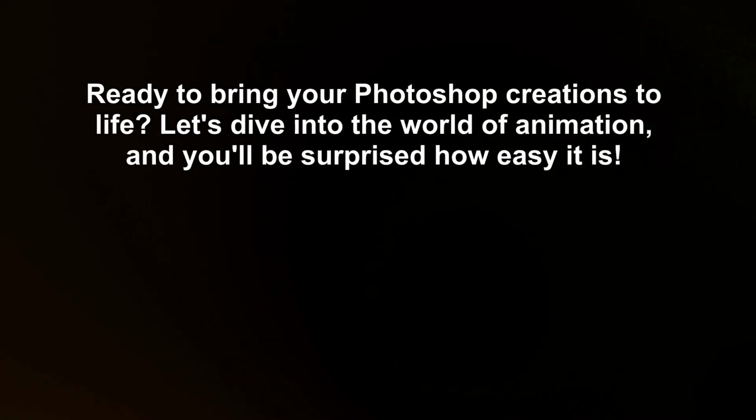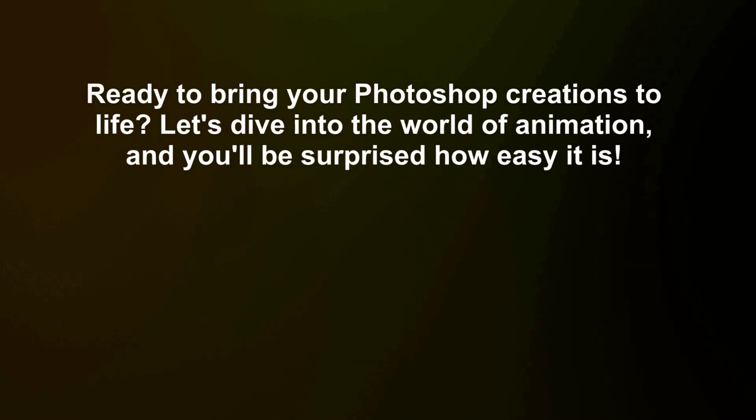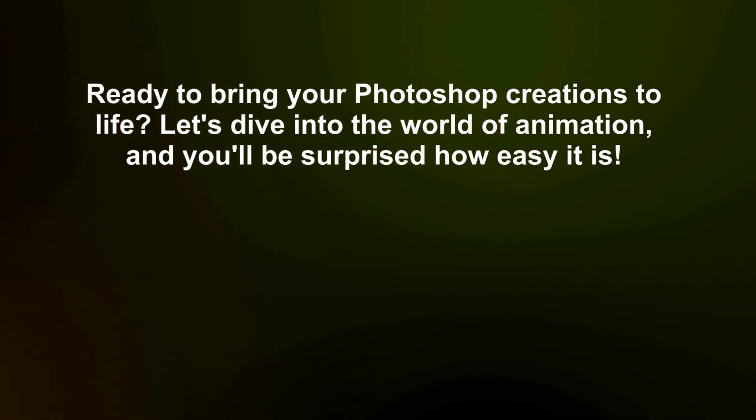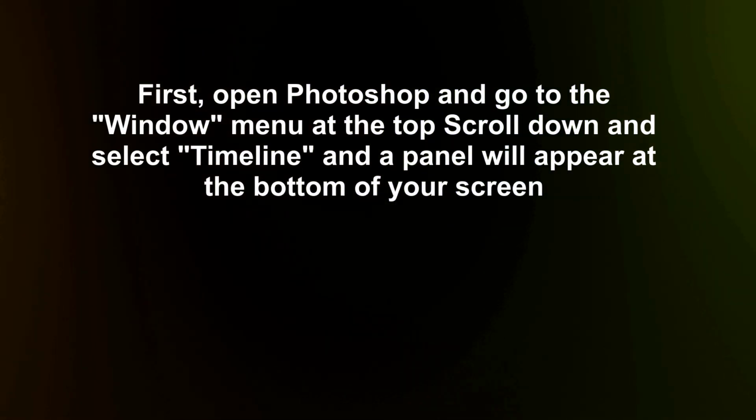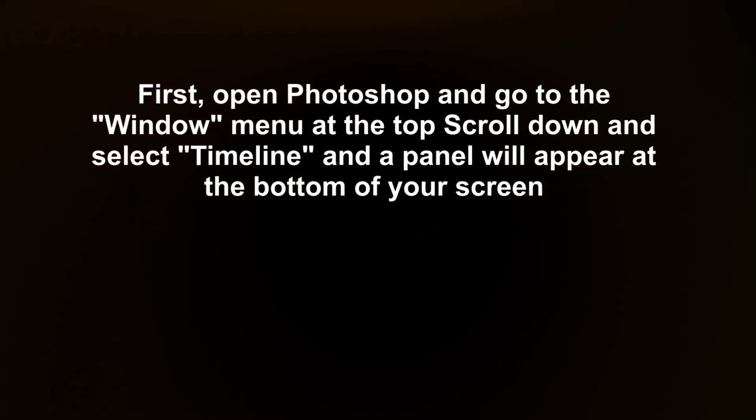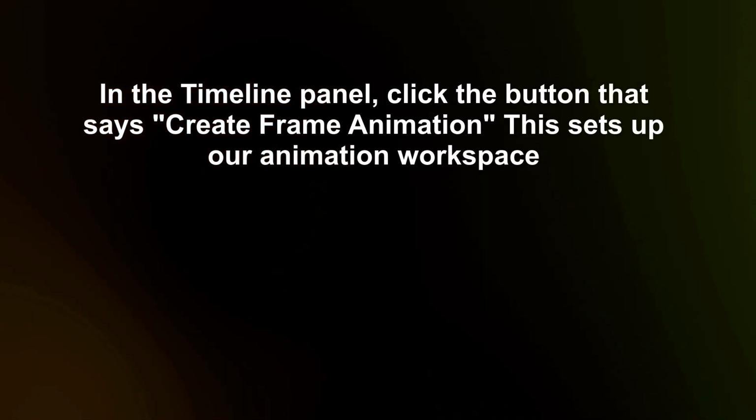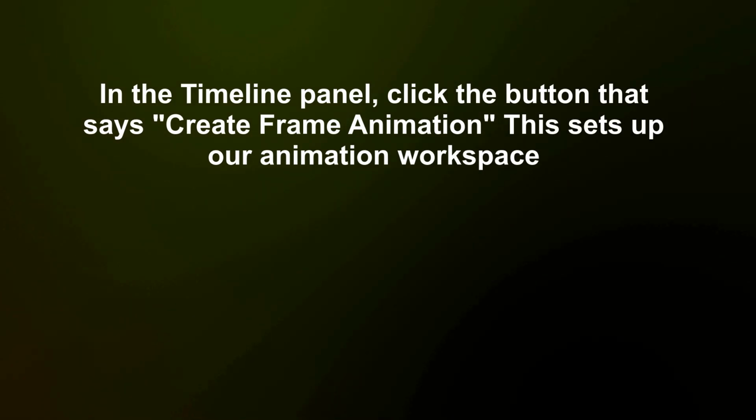Ready to bring your Photoshop creations to life? Let's dive into the world of animation, and you'll be surprised how easy it is. First, open Photoshop and go to the Window menu at the top. Scroll down and select Timeline, and a panel will appear at the bottom of your screen. In the Timeline panel, click the button that says Create Frame Animation. This sets up our animation workspace.